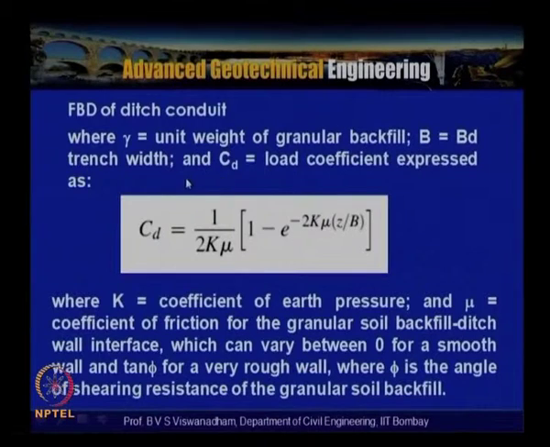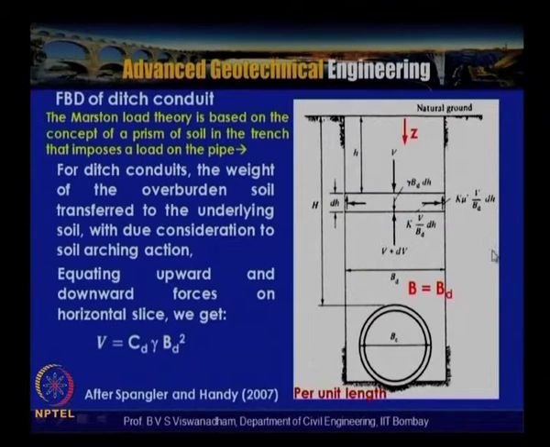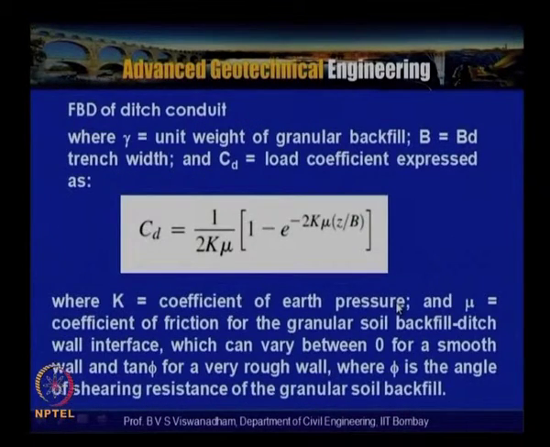So if you use V is equal to CD gamma BD square, if you are able to get CD, then we can actually get the load on the pipe. So CD can be obtained by 1 by 2K mu into 1 minus e to the power minus 2K mu into Z by B. When Z is equal to H, then it will be on the top of the pipe. If you consider this portion, when Z is equal to capital H, we will get the load or the stress coming onto this particular portion in kilonewton per meter.